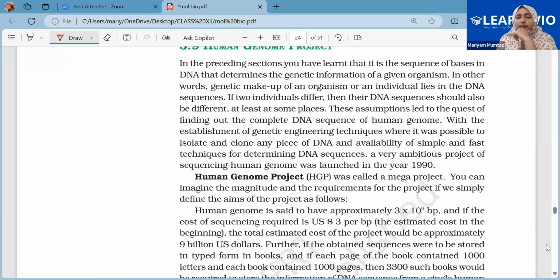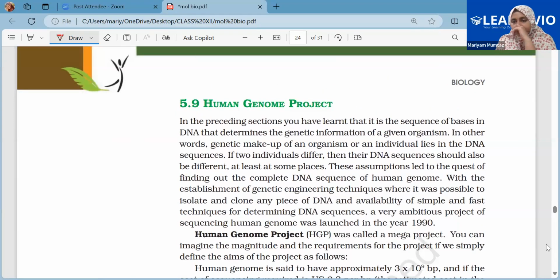Okay, now we'll talk about the Human Genome Project. In the preceding sections, you have learned that it is the sequence of bases in DNA that determines the genetic information of a given organism. In other words, genetic makeup of an organism or an individual lies in the DNA sequences. If two individuals differ, then the DNA sequences should also be different, at least at some places.